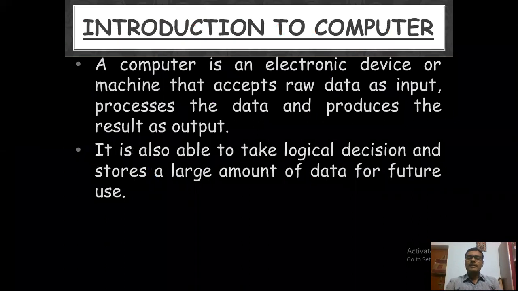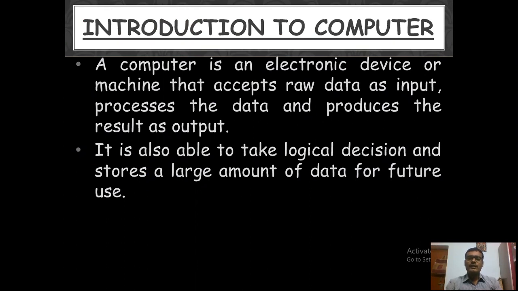A computer is an electronic device or machine that accepts raw data as input, processes the data, and produces the result as output. It is also able to take logical decisions and stores a large amount of data for future use. Now, here the term logical decision. Logical decision means the computer is able to check the condition, whether the condition is true or false. If it finds the condition to be true, it runs the statement. Otherwise, it will terminate the statement.